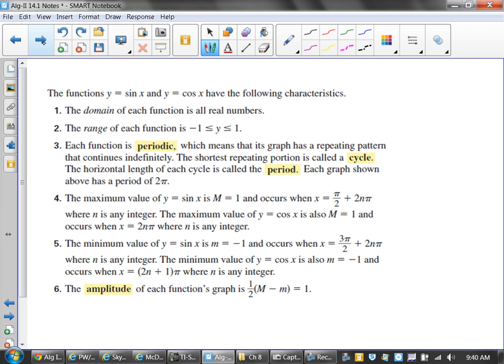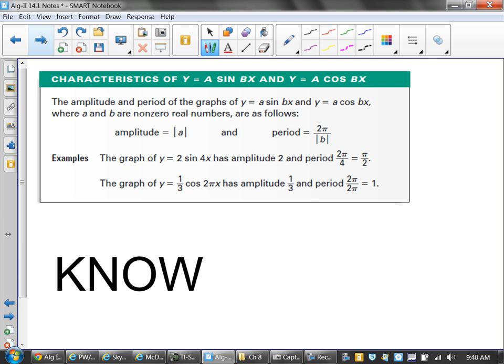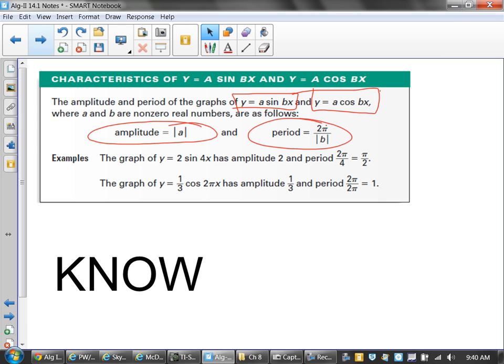Because not everything is always this clean. You have all this junk to worry about, which basically is this. The most important thing about all this is that for the two functions we're going to be looking at, y equals a sine of bx and y equals a cosine of bx, the amplitude is always the absolute value of a, and the period will always be defined as 2 pi divided by the absolute value of b.